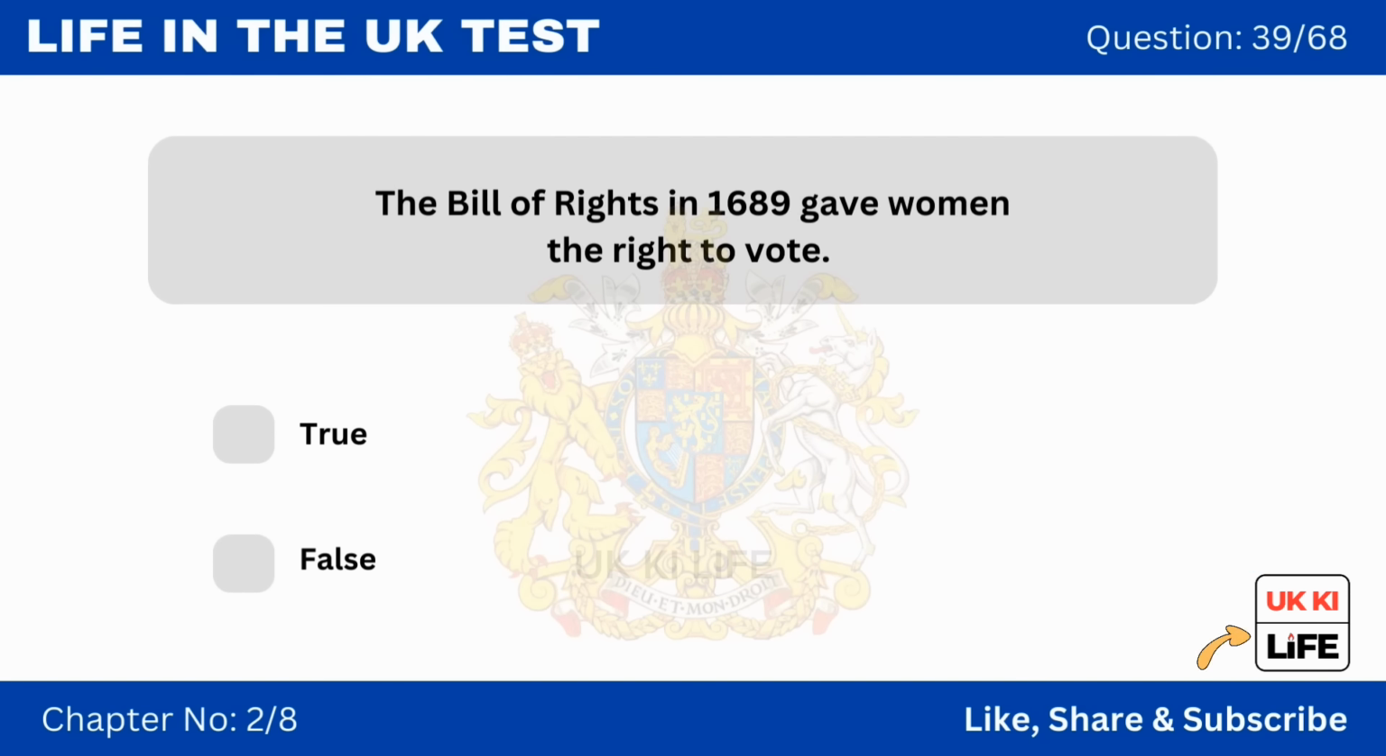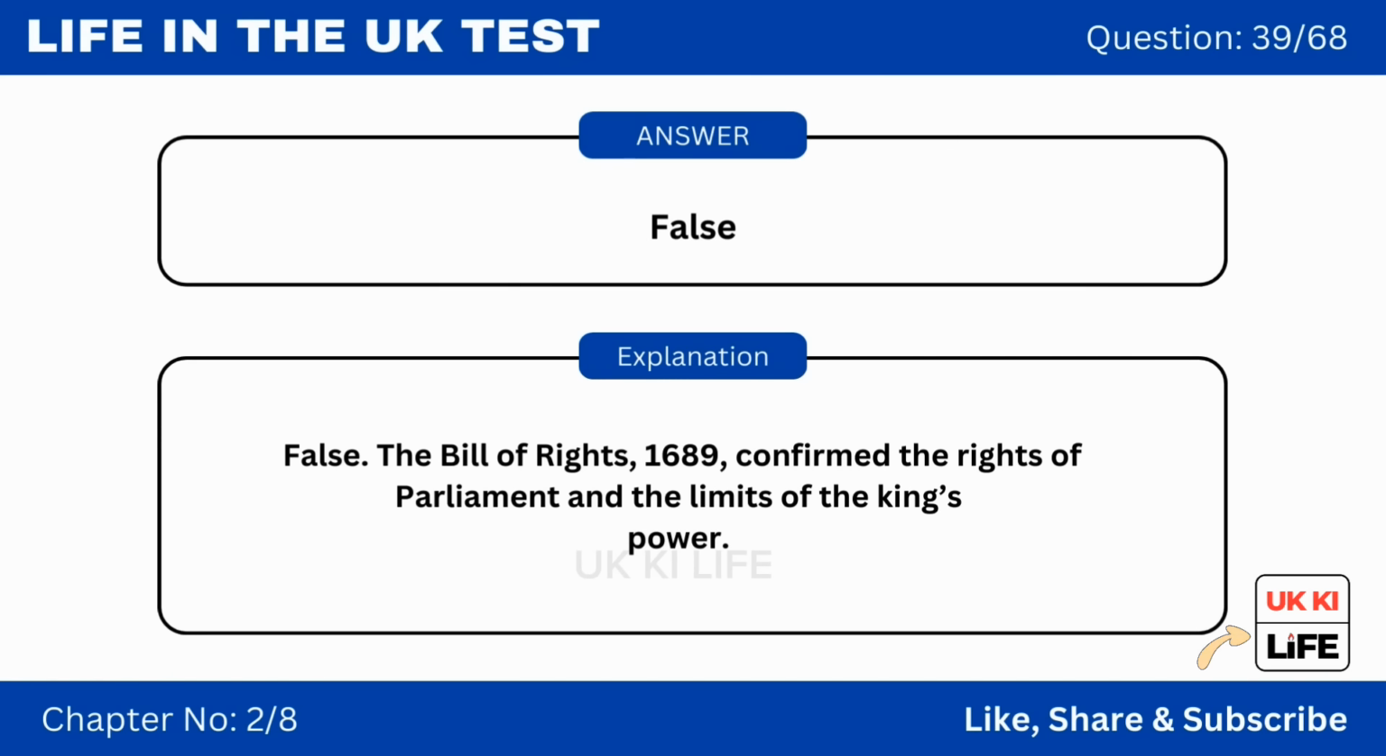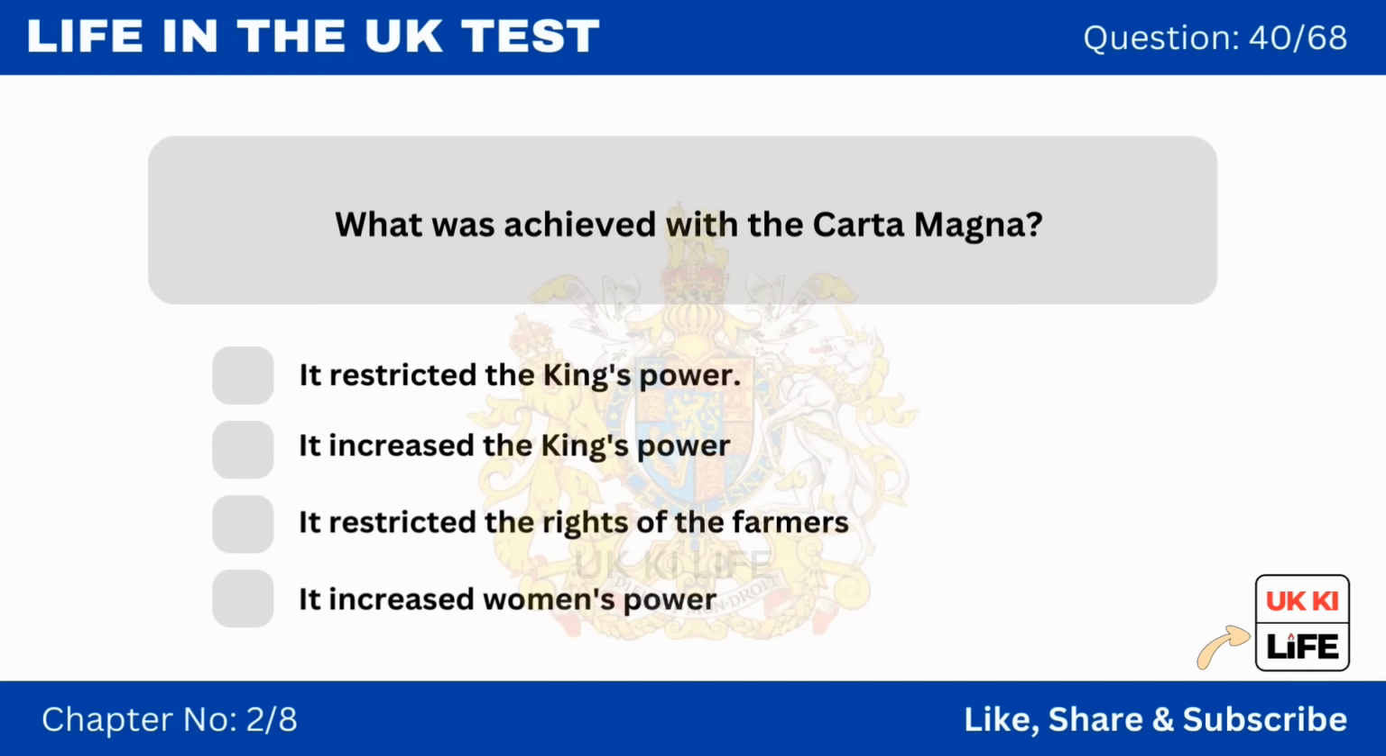The correct option is B. Explanation. False. The Bill of Rights, 1689, confirmed the rights of Parliament and the limits of the King's power. Question 40. What was achieved with the Carta Magna? It restricted the King's power. It increased the King's power.